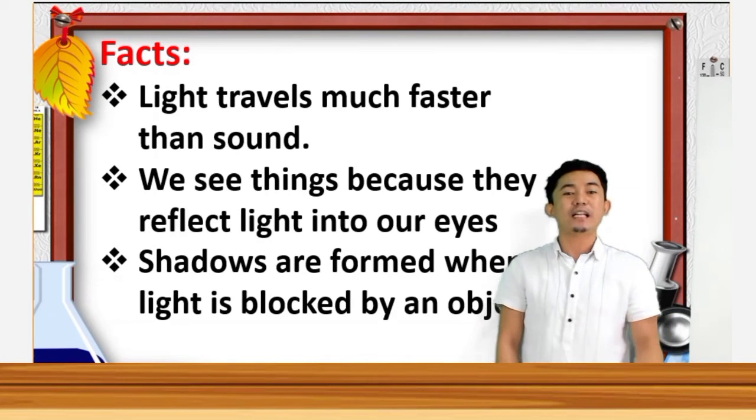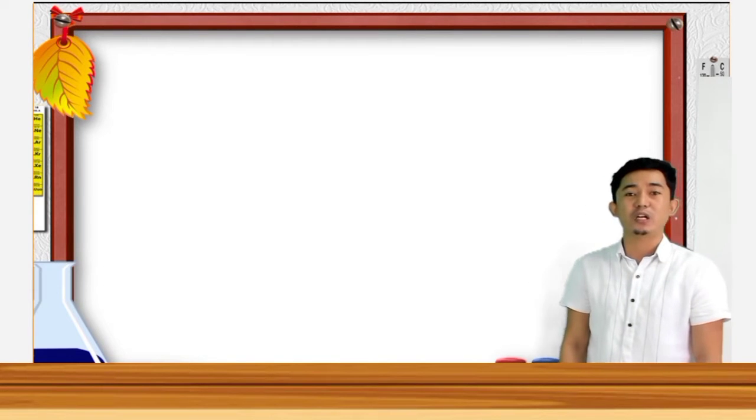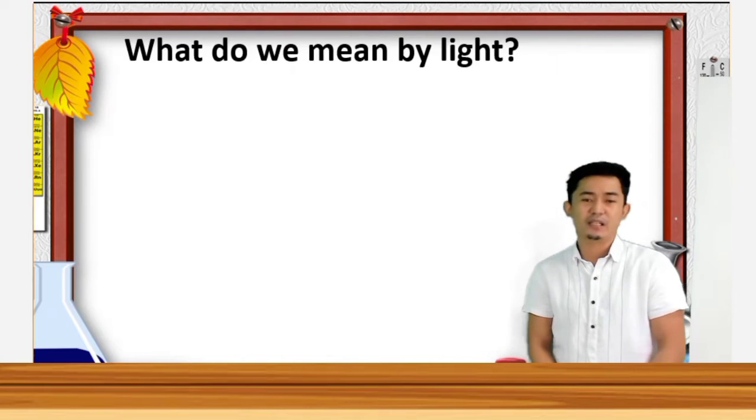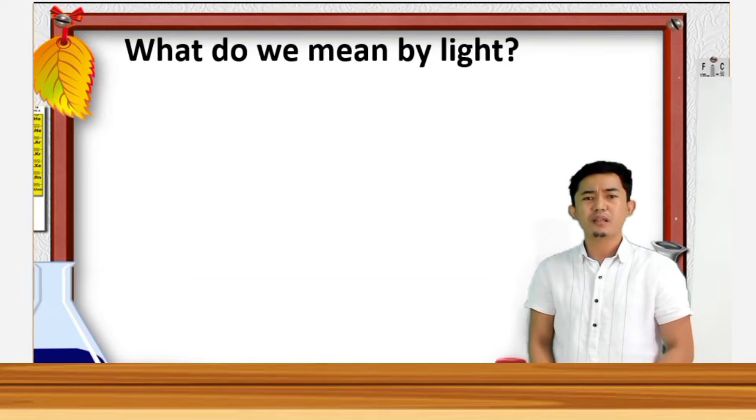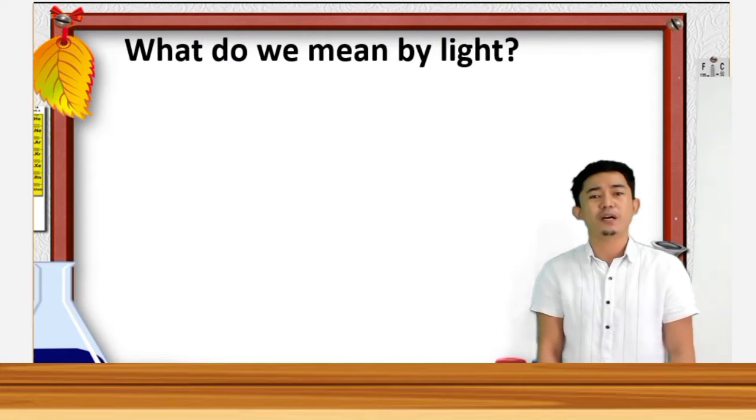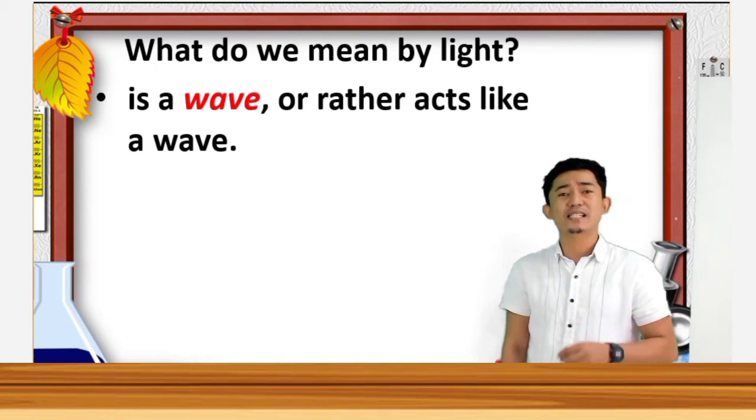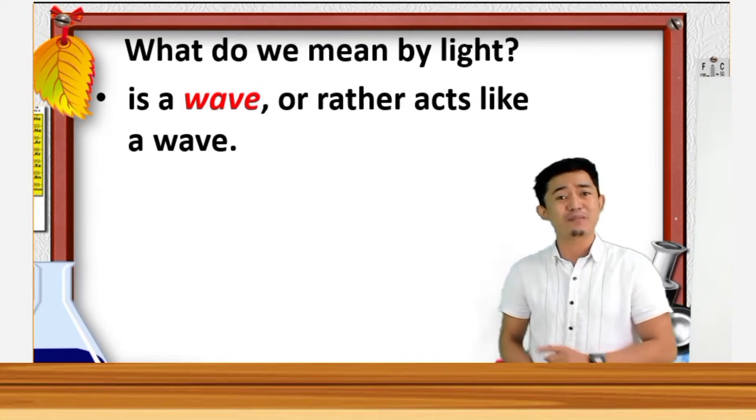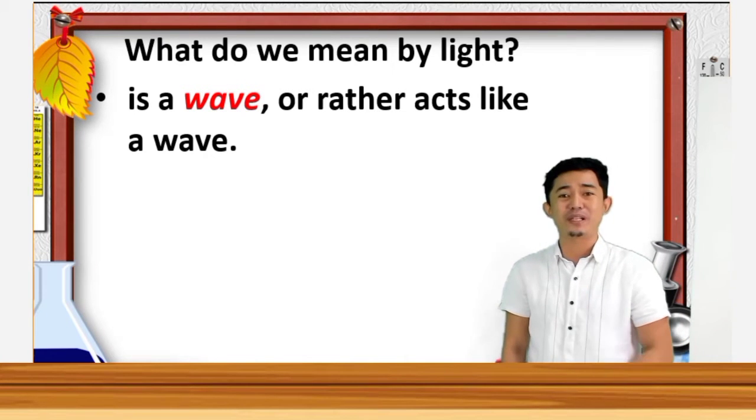Now, after that, we will be discussing the meaning of light. So, the question here is, what do we mean by light? I know some of you are wondering, you know about the light, but what really is the meaning of light? So first, when we say light, it is a wave or rather acts like a wave. When we say wave, class, last time we talked about that. Am I right? I know you are familiar with that word, wave.